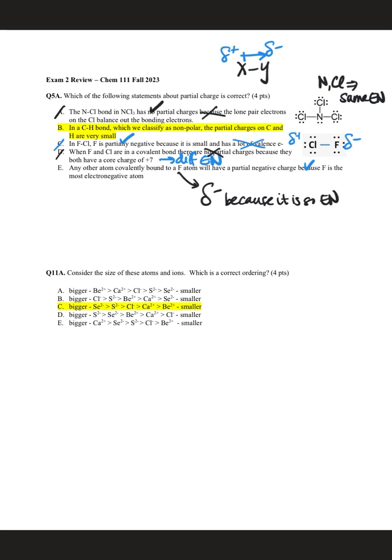All right, so we've eliminated all the choices but B, but let's make sure we understand why B is the correct answer. In a carbon-hydrogen bond, which we classify as nonpolar, the electronegativity difference is 0.4, but we said that's right on the borderline, and we're going to call that particular bond nonpolar. So that part is true. The partial charges on carbon and hydrogen are very small, and that is true.